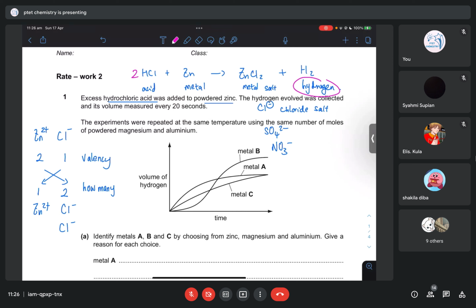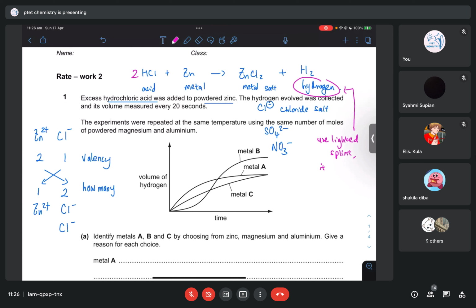Yes. Hi, Shakila. What is the test for hydrogen gas? What is the test for hydrogen gas? The lighted splint. So you use a lighted splint. What happened to it? If you put it in hydrogen gas, it should rekindle.